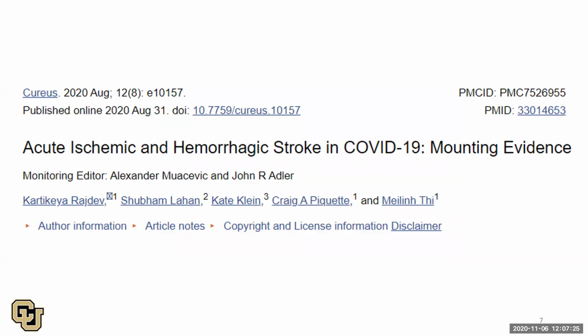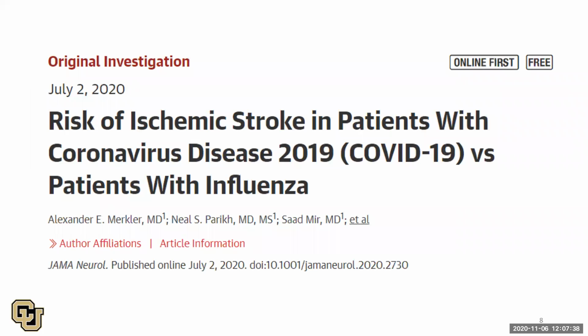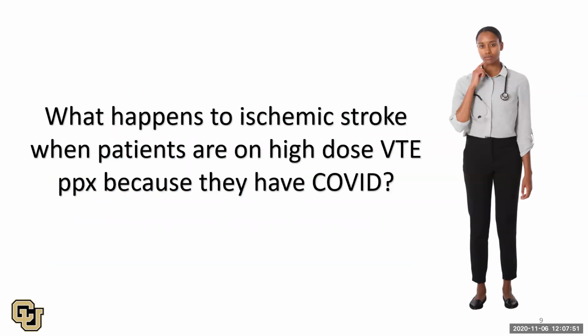So why are we talking about this? More and more data is emerging that suggests that COVID-19 patients have a higher incidence of both ischemic and hemorrhagic strokes. They compared the stroke rate in patients with COVID versus patients with influenza, and a markedly higher number of patients with COVID have ischemic strokes. And just thinking about what happens to ischemic strokes when people are on high dose VTE prophylaxis or therapeutic VTE prophylaxis, we know that these ischemic strokes can convert into hemorrhagic strokes.